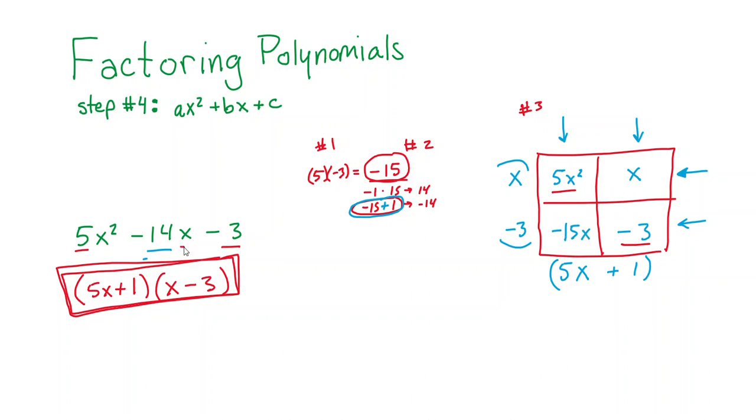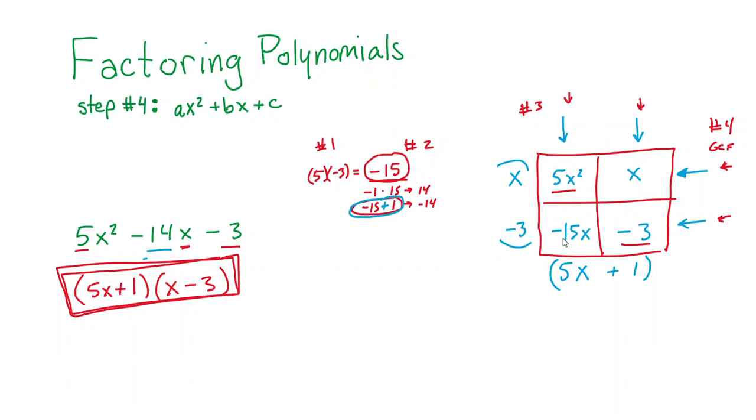And of course, notice that they're both x's, right? They both have an x. Step number 4, do the GCF for each row and column in this grid, and there's your answers.